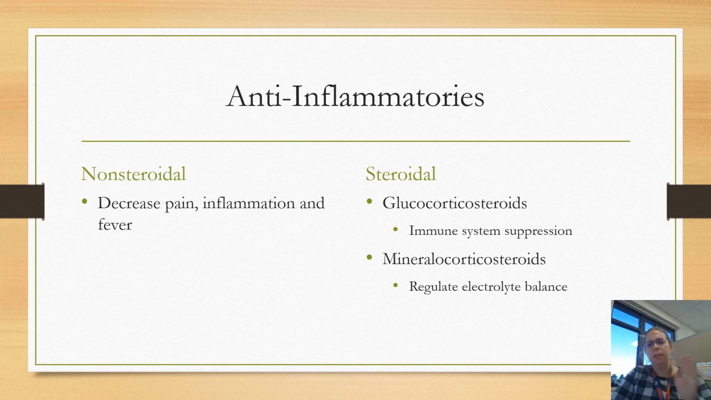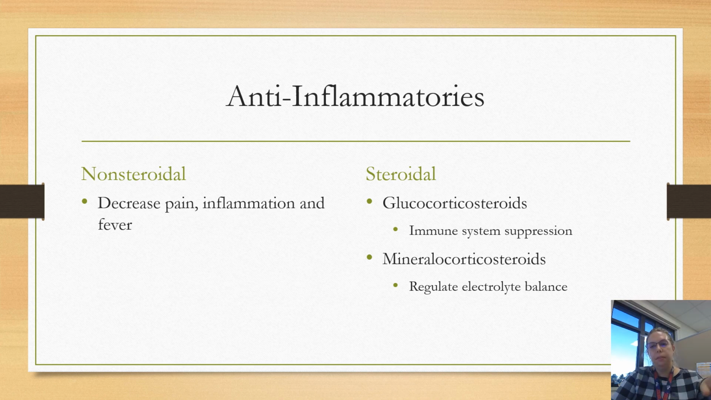So we have both non-steroidal options and steroidal options. The non-steroidal options are like your ibuprofen or naproxen and such. Their main goal is really just to decrease pain, inflammation, and fever. Okay, those are kind of our first go-to options.